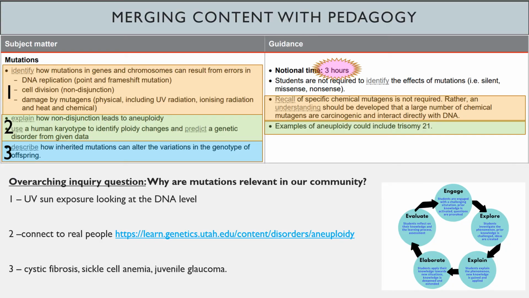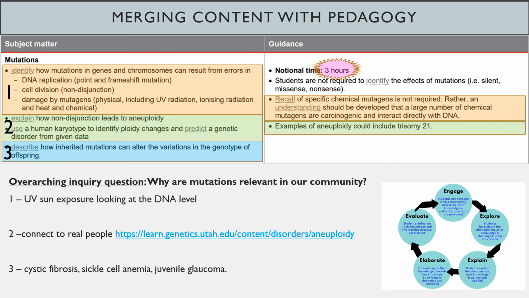To merge my content with my chosen pedagogy, I have incorporated relevance by using examples of mutations that they may have seen in people of their community. I'm hoping that with a greater education in connecting textbook mutations with real people, students will see the relevance of learning this content and create a greater air of acceptance. I have divided the content into 3 lessons, given the 3 notional hours. In all the lessons, students will need to learn the basic syllabus as well as answering the overarching relevance question: why are mutations relevant in our community?